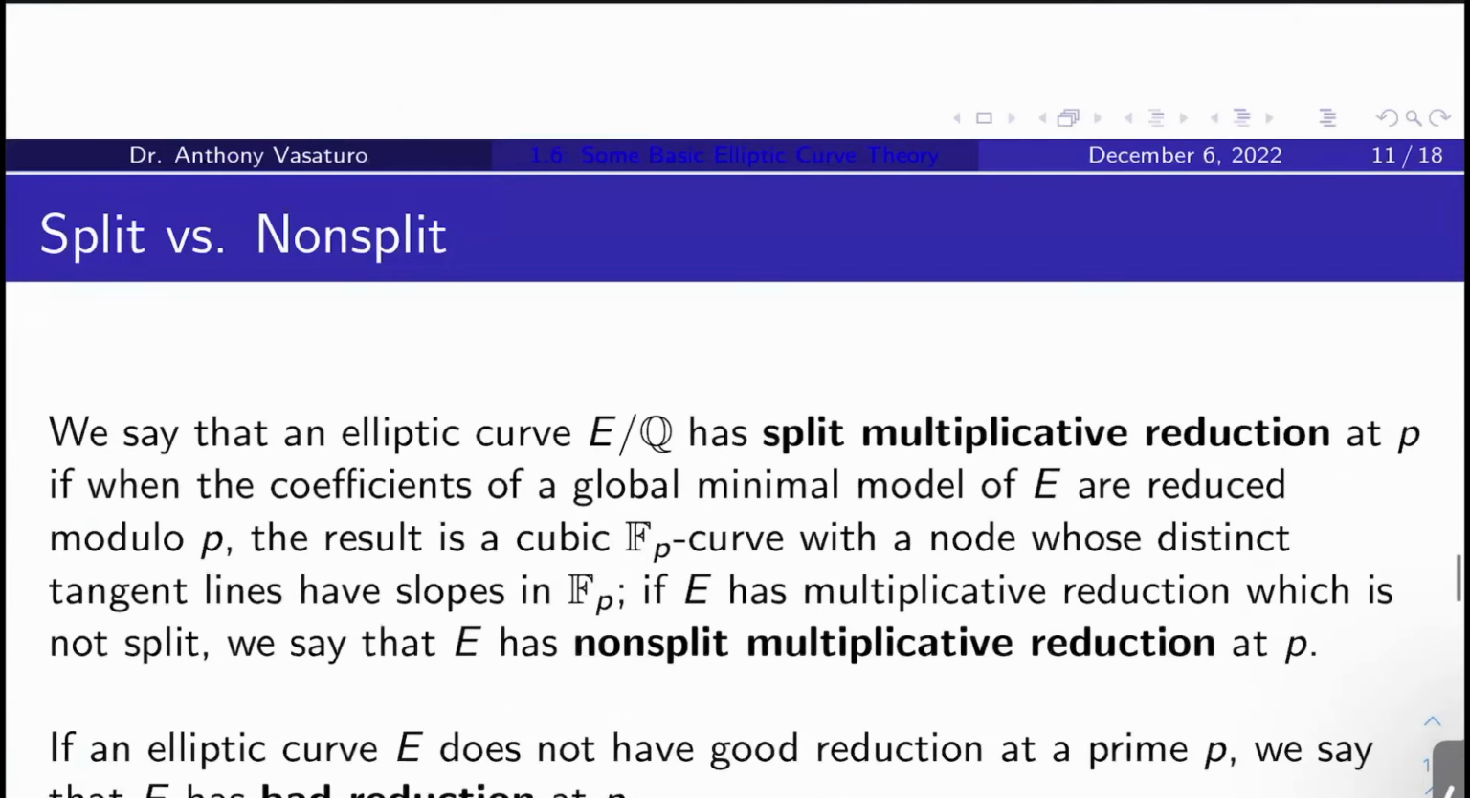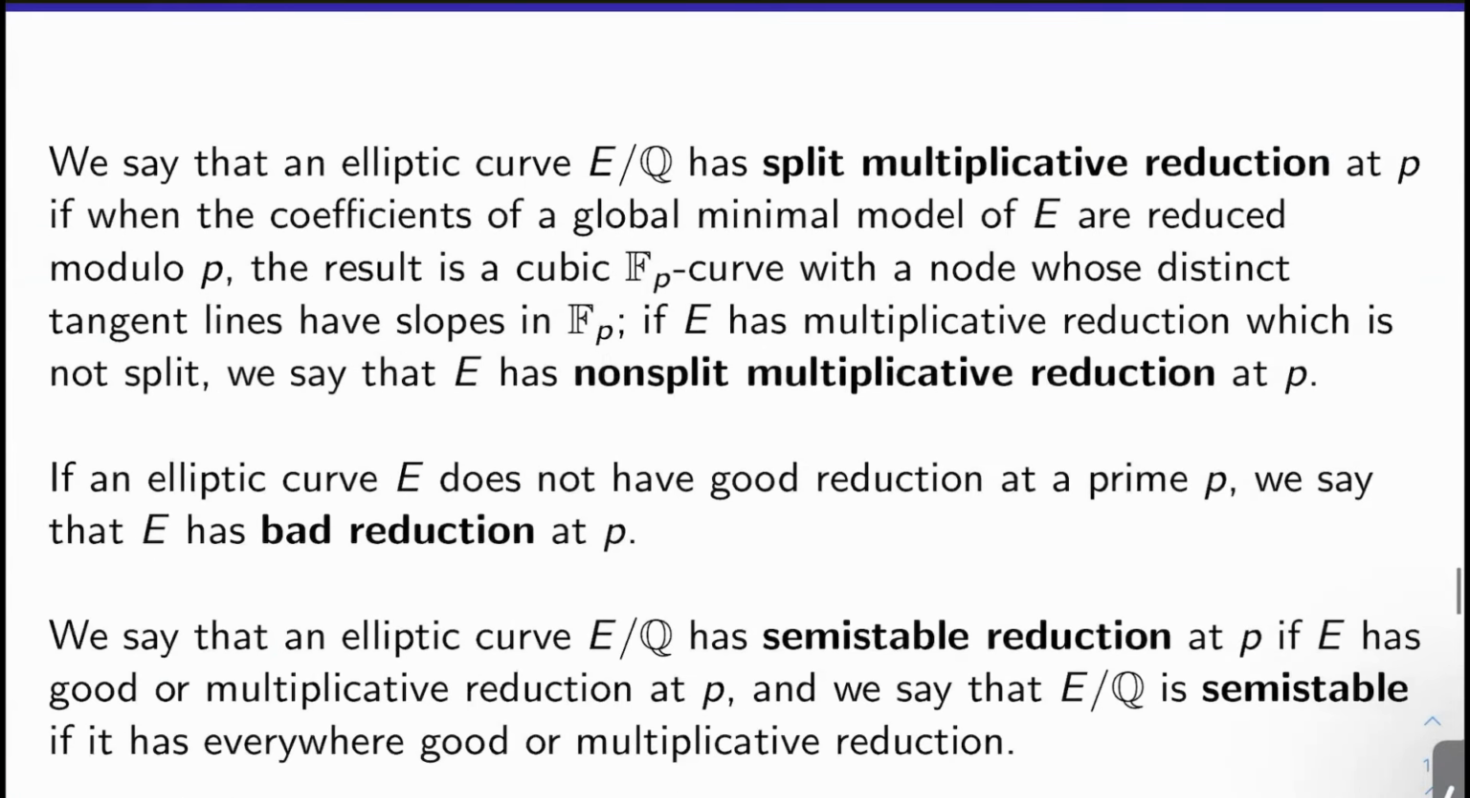Now, you can take multiplicative reduction, so nodal reduction, and you can split it into two subtypes. We say that an elliptic curve E over Q has split multiplicative reduction at a prime P if when the coefficients of a global minimal model of E are reduced mod P, the result is a cubic F_P curve with a node, whose distinct tangent lines, because that's the definition of a node, have slopes that actually live in F_P, not just in some extension of F_P. If E has multiplicative reduction which is not split, so those slopes don't both live in F_P, then we say that E has non-split multiplicative reduction at P.